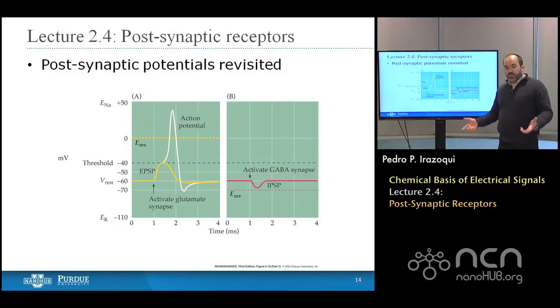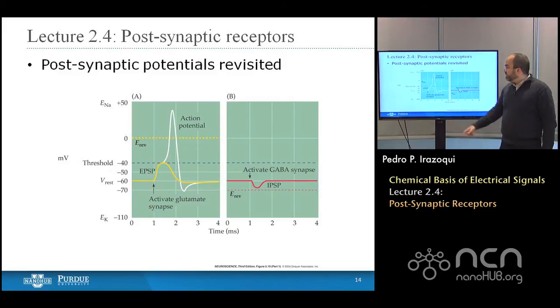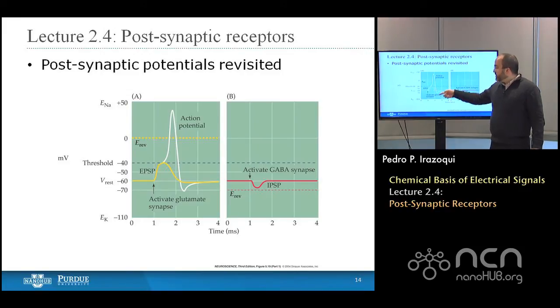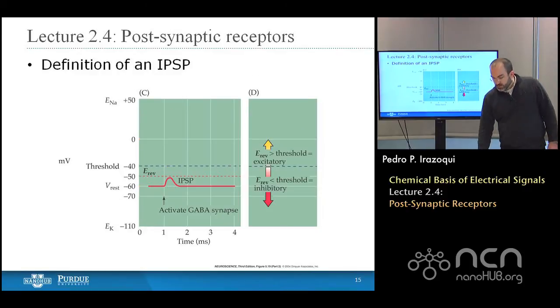Understanding all this, we can revisit postsynaptic potentials. If you have an excitatory postsynaptic potential shown here in yellow and it exceeds the threshold, you're going to see an action potential in white. If you have an inhibitory postsynaptic potential that does not hit the threshold, then you're not going to see an action potential. More interestingly, if you have an inhibitory postsynaptic potential that goes up but doesn't reach the threshold, we're still going to call that inhibitory.